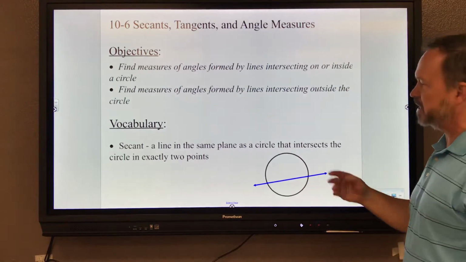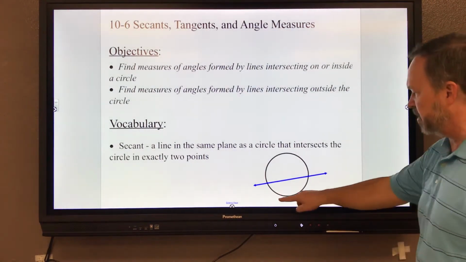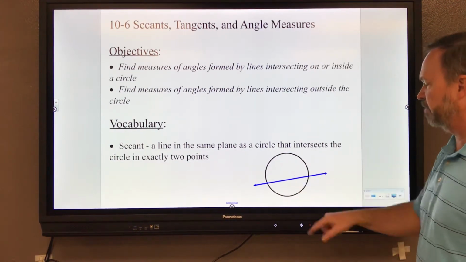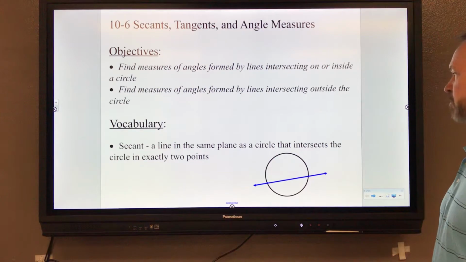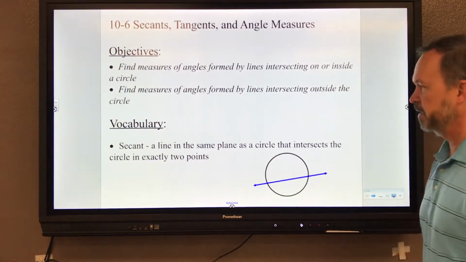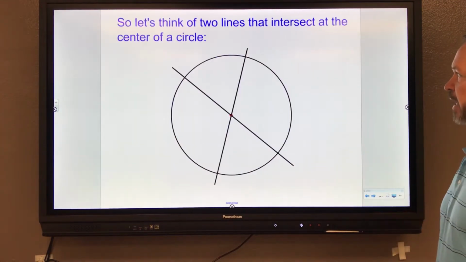I mentioned a secant line to you before, as opposed to a tangent line. Remember the tangent line? It just touches the circle in one place, but a secant goes through and includes a chord of the circle, so it intersects the circle in exactly 2 points. That's a secant line. So we're talking about those today and about these angles and how these things relate.